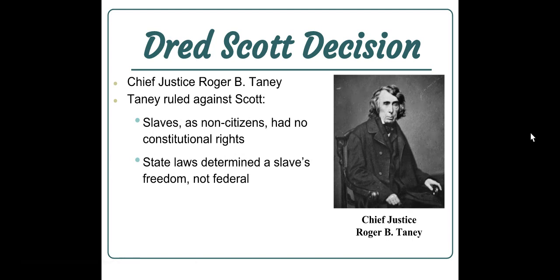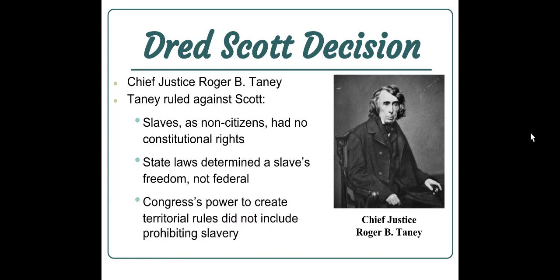State laws under the 10th Amendment are going to determine a slave's freedom, and it's not a federal government right. So Congress's power to create territorial rules to say that there could be slavery or not did not include this. And so it was ruled that the Missouri Compromise was unconstitutional. What that basically meant is that territories could choose for themselves if they were going to be a slave state, a slave territory, or not. All right, so these are some events that led up, not to the American Revolution, but to the Civil War. And the Civil War is going to begin in 1861.